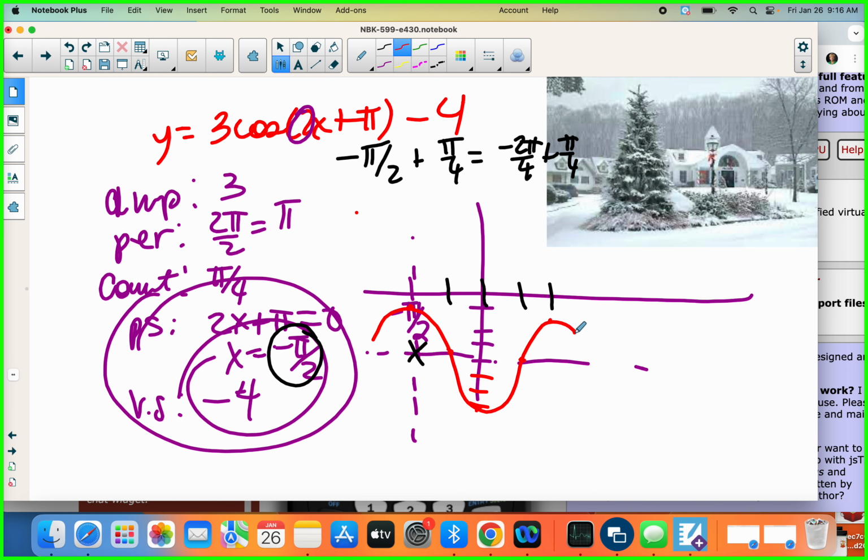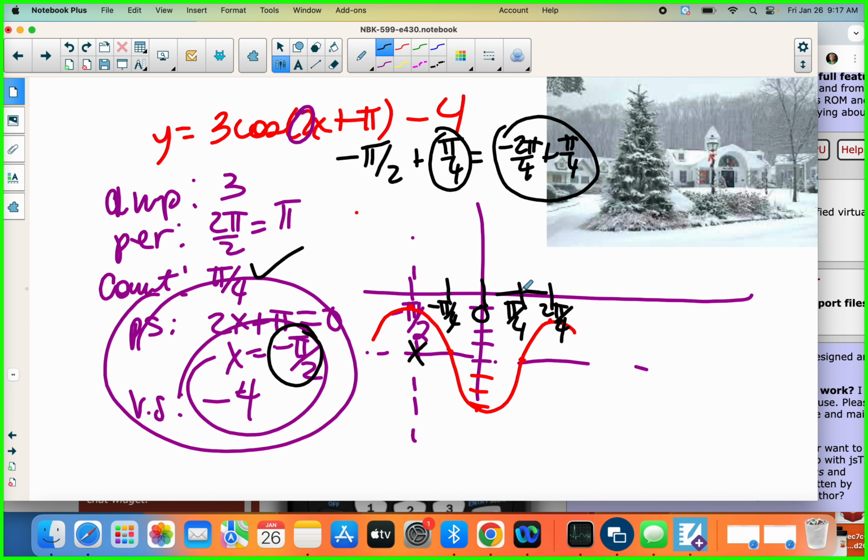And if I say graph it through 2 periods, we'll do that. This is negative pi over 2. When I add pi over 4 to negative pi over 2, I get negative pi over 4. And now keep counting by pi over 4s once you got that started. Negative 2 pi over 4 plus pi over 4 is negative pi over 4. What's negative pi over 4 plus pi over 4? 0. Plus pi over 4 plus pi over 4.